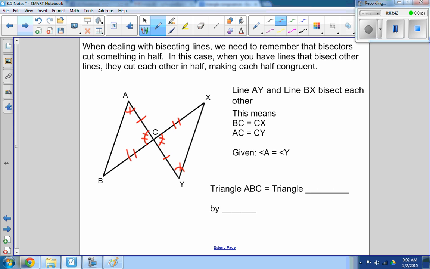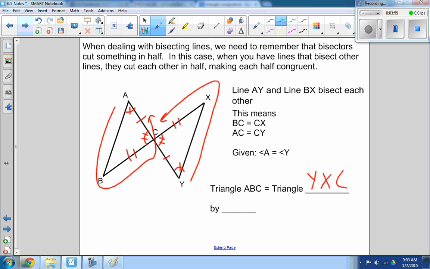I actually have enough information to prove this triangle in 2 different fashions. So ABC is going to be congruent to YXC. I can prove this either by angle, angle, side, but I also could do angle, side, angle. Because look, 2 angles and a side. We also have 2 angles and a side between them. So I could prove it by either technique.